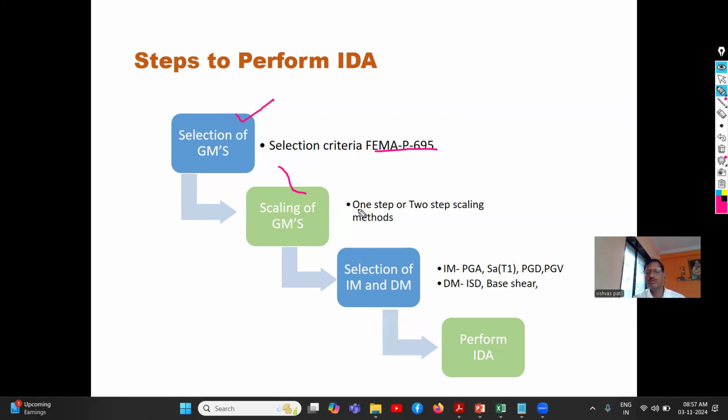In the present video, I am going to explain one step, which is very simple: the one step scaling procedure, which was proposed by Vamvatsikos and Cornell. So that is a simple method. In FEMA P695, a two-step scaling method is also given, so you can read that. And there are some software like SeismoMatch, which is typically used for scaling of the ground motions.